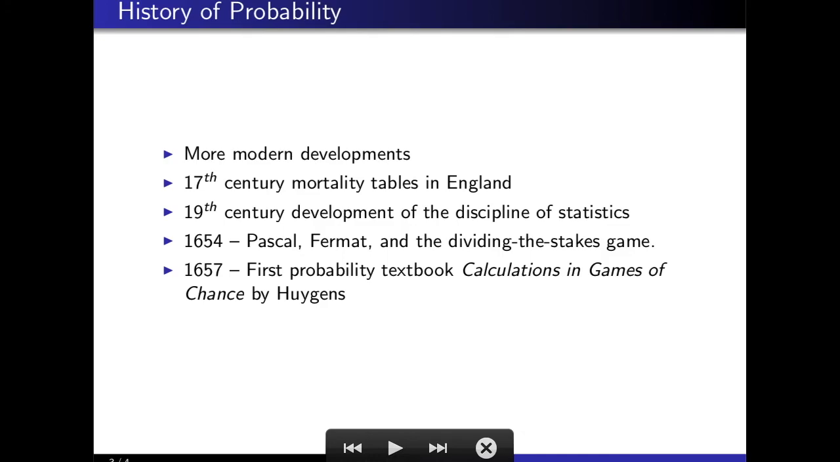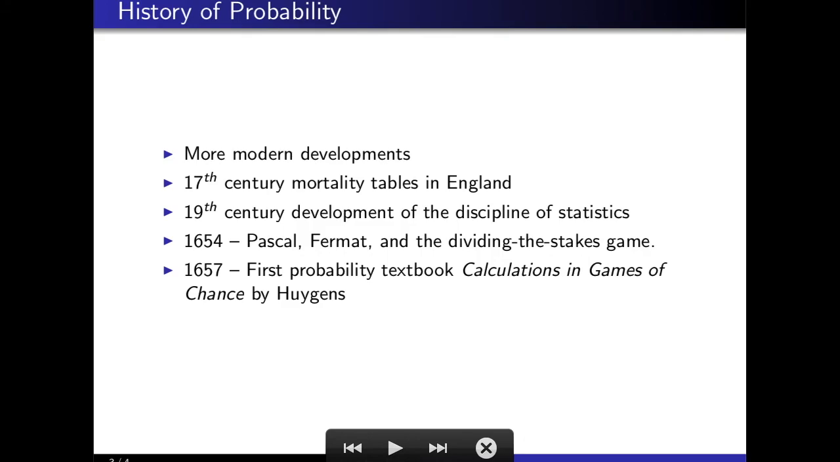So maybe it's a first to 10 match, and it gets stopped when one of the participants has 3 wins, the other one has 1 win. Or maybe one of the participants has 8 wins, the other one has 6. How do you divide the pot? This is something that we'll come back to, and we'll give a couple of potential answers to how we divide the stakes in this case.